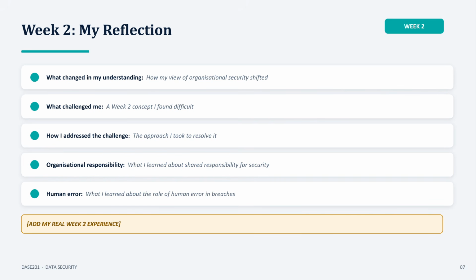When I reflect on week two, I can see my understanding of security change. Before this week, I mainly saw cybersecurity as a technical problem. Now I understand that it is also an organizational problem. One thing I found difficult was remembering the difference between an attack, a threat, an exploit, and a vulnerability.